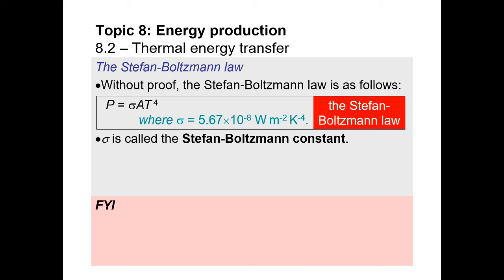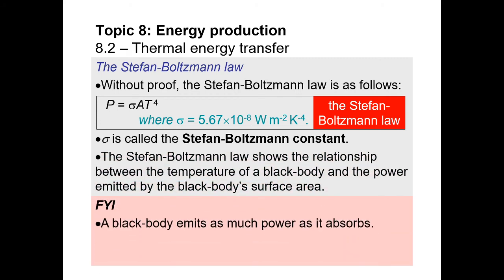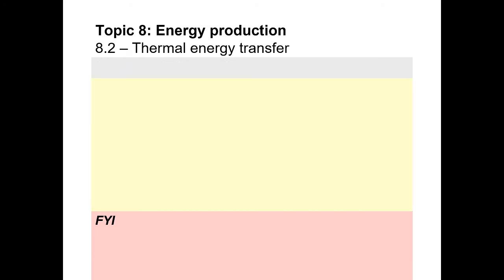Now, sigma is a constant, that's this symbol right here, and it's given by 5.67 times 10 to the minus 8. You'll find that value in your data booklet under the list of fundamental constants. Again, this shows the relationship between the temperature of a black body and the power. And as you would expect, the higher the temperature, the more power there's going to be. So let's move on and try an actual problem.